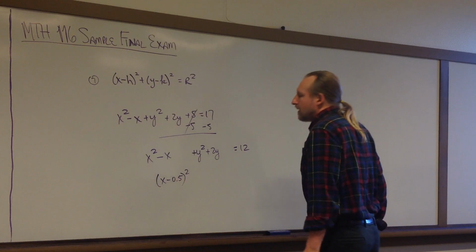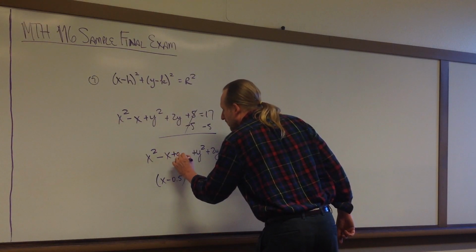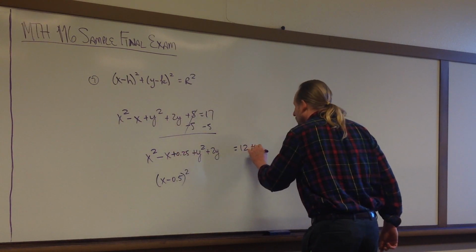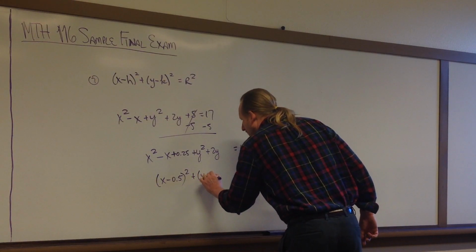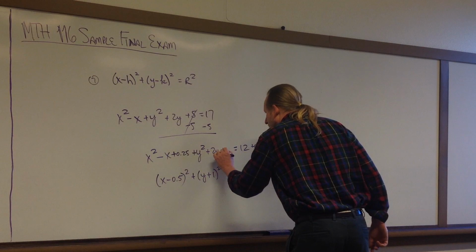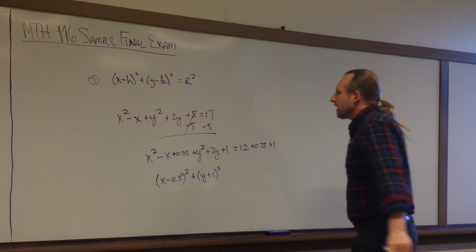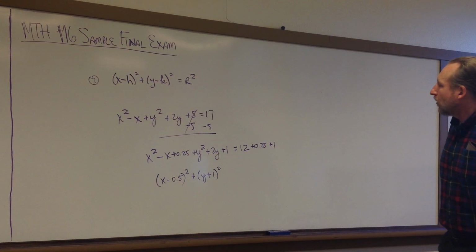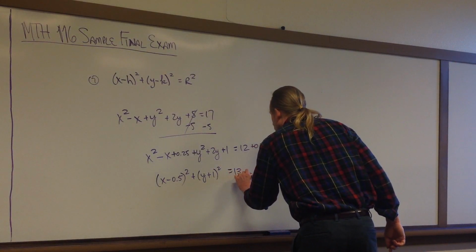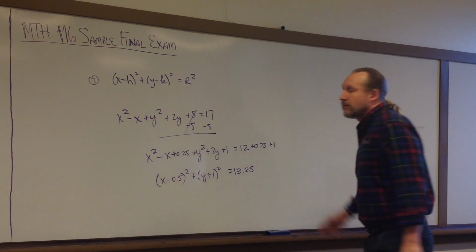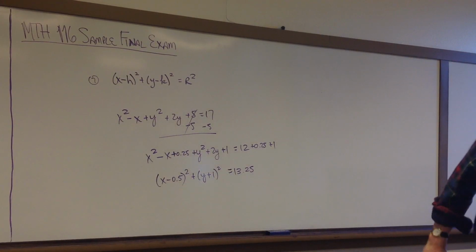all squared. So to complete that square, we're going to need to add a fourth on. And this one will be y plus 1 all squared. And to complete that square, we're going to need to add 1 onto both sides. Okay, so this will be 13.25. So there's standard form.